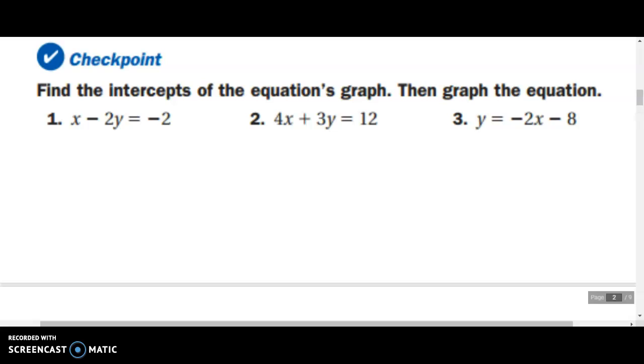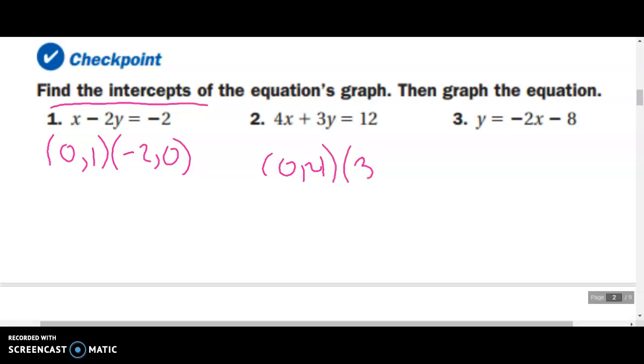And before we start, we already solved for the intercepts of these equations yesterday. When we solved this, we found that this had intercepts at (0, 1) and (-2, 0). This had intercepts of (0, 4) and (3, 0). And this had intercepts of (0, -8) and (-4, 0).